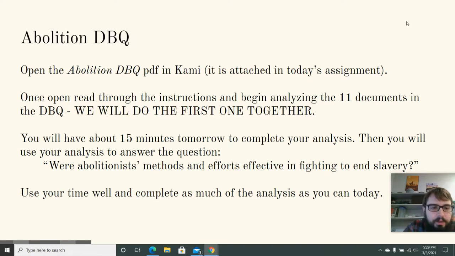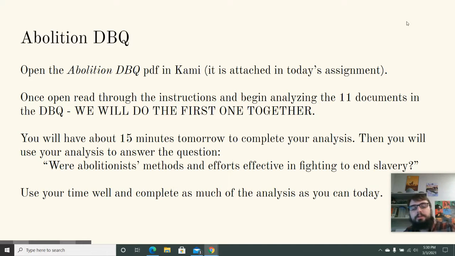You will have about 15 minutes tomorrow to complete your analysis. So today, you're going to get as much of it done as you can. Tomorrow, you'll have 15 minutes to go ahead and complete it. That should be plenty of time. You're going to have close to like 45 minutes to an hour to analyze 11 documents. Shouldn't take you too long.